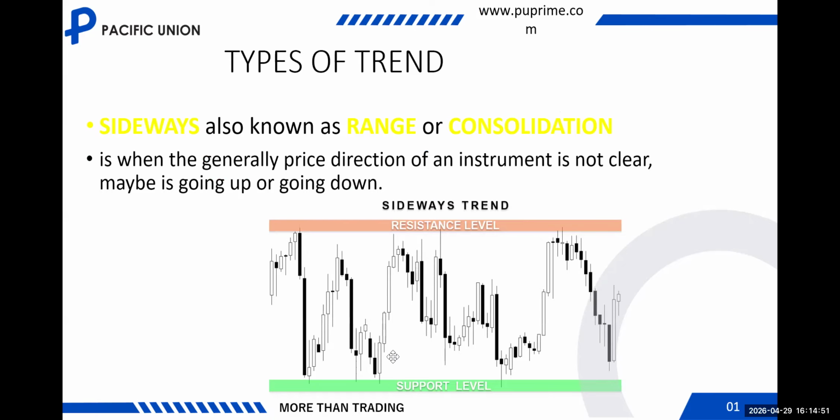Next is called the sideways market. Now, there are three names for this. You can either say it's sideways, you can say it's a range or a consolidation. So you can hear the word sideways trend or sideways market, range market or range trend or consolidation. They all mean the same thing. This is when the general price direction of an instrument is not clear. In a range market, there's no clarity. You are not certain whether it's buying or selling.